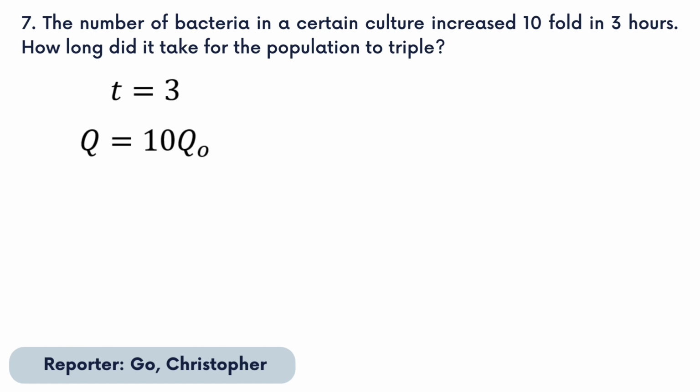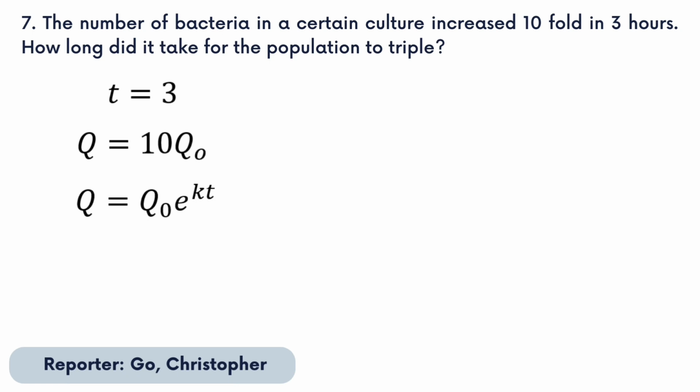Gagamitin natin ang formula na exponential growth rate, which is Q equal Q sub 0 multiplied by e raised to kt. Kung mapapansin nyo, may value na tayo ng Q, which is 10 Q sub 0. Eh yung t natin is equal to 3. Kaya i-plug in na natin ito sa ating formula. So 10 Q sub 0 equal Q sub 0 multiplied by e raised to k times 3.